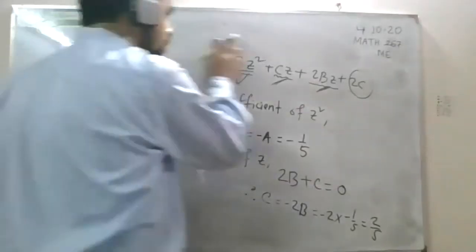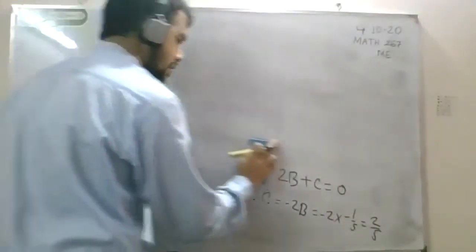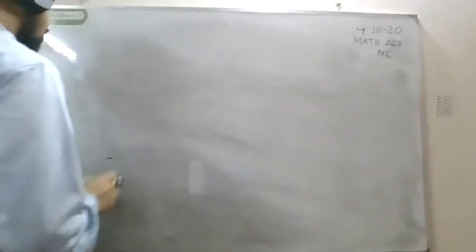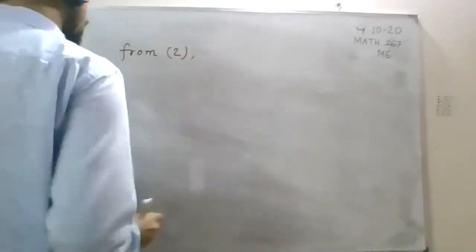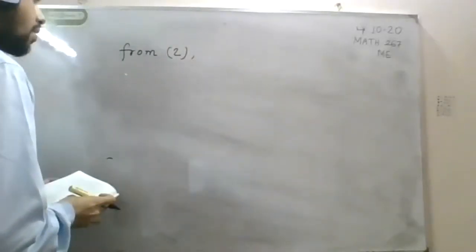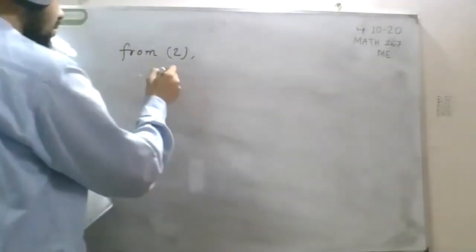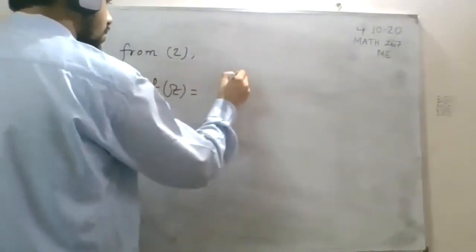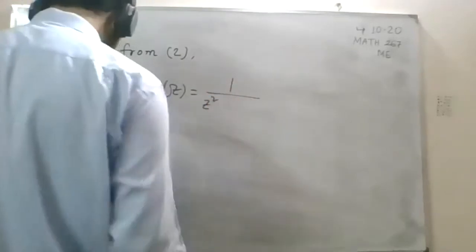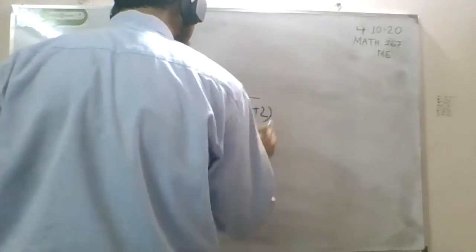Okay, now put those values in equation 2. What was the value of c, sir? It was 2 by 5. Okay, so from here you can say f(z) equals 1 by (z square plus 1)(z plus 2).